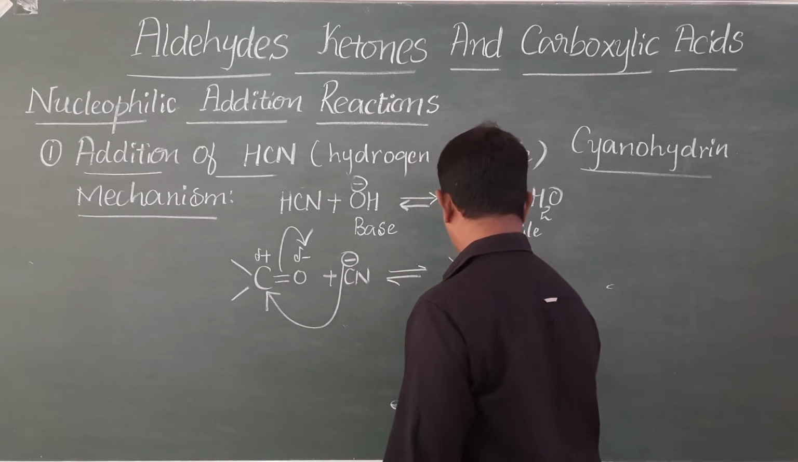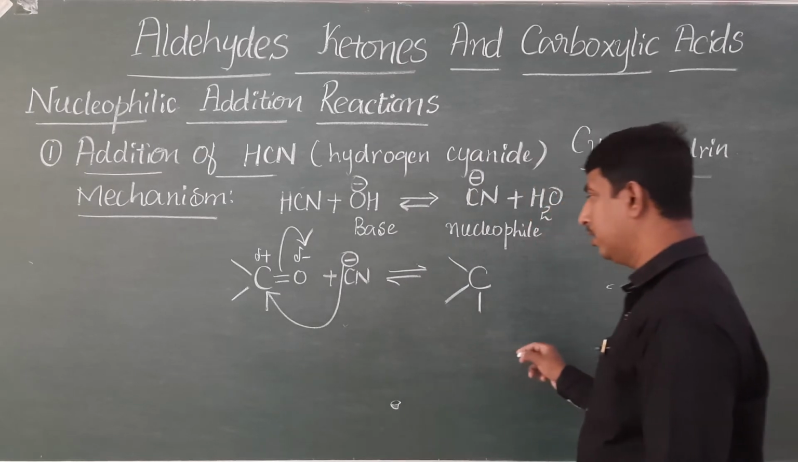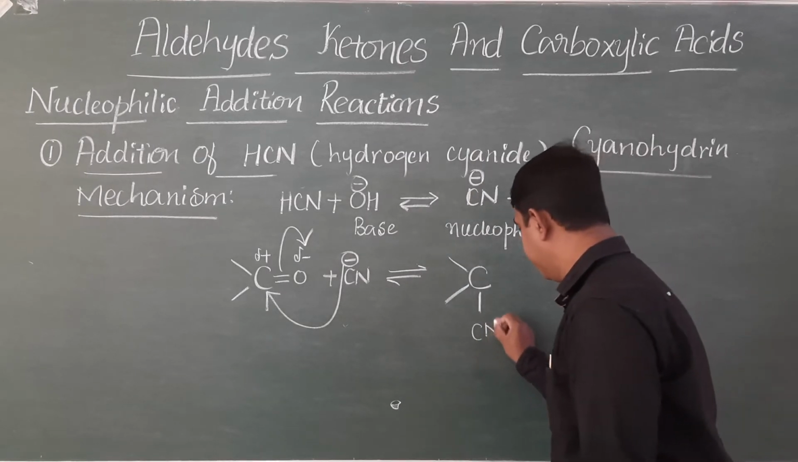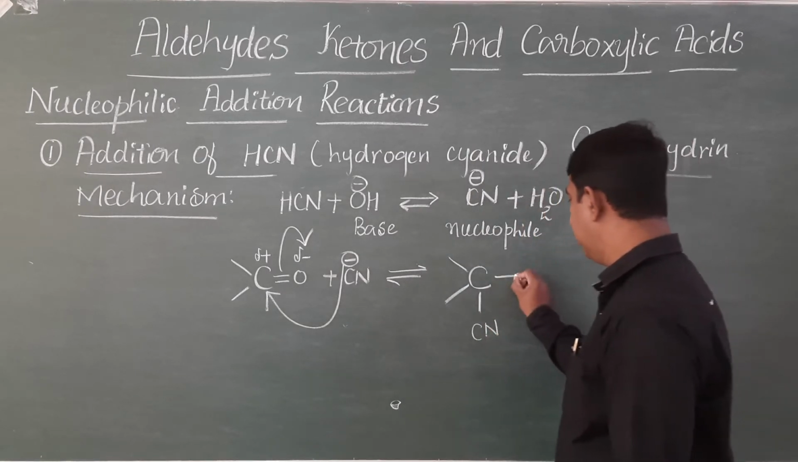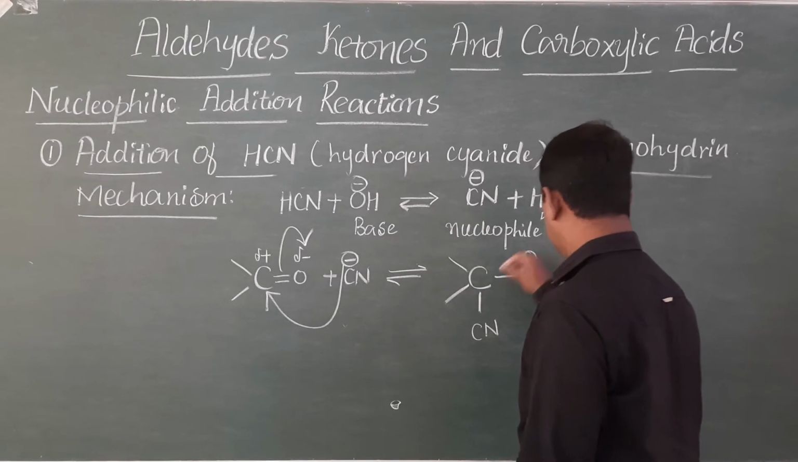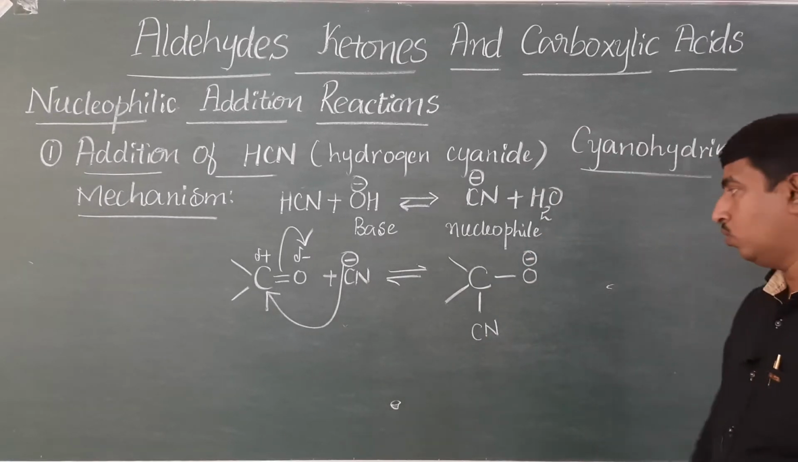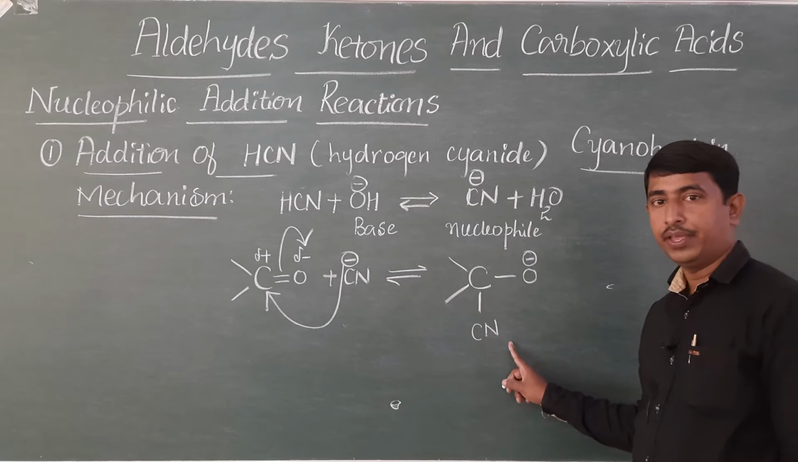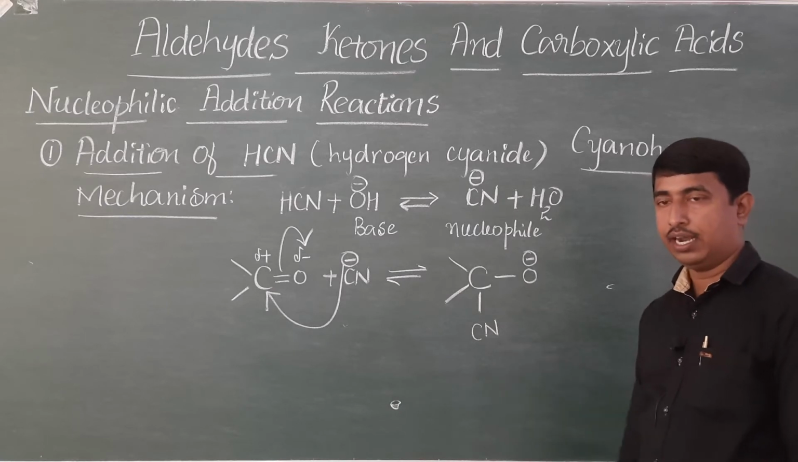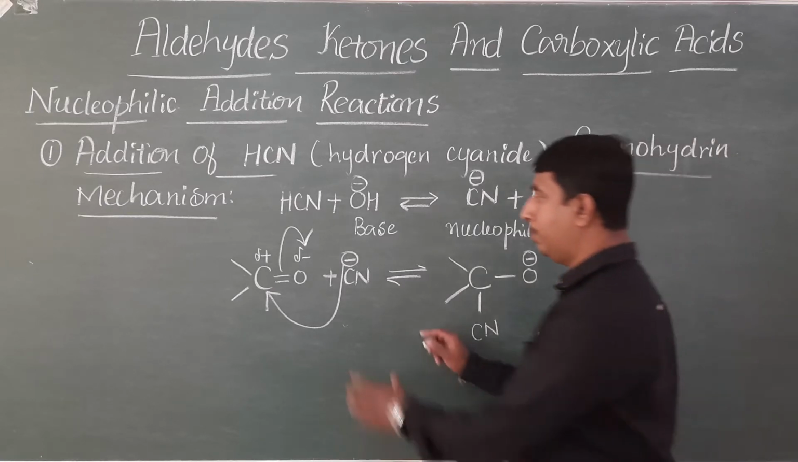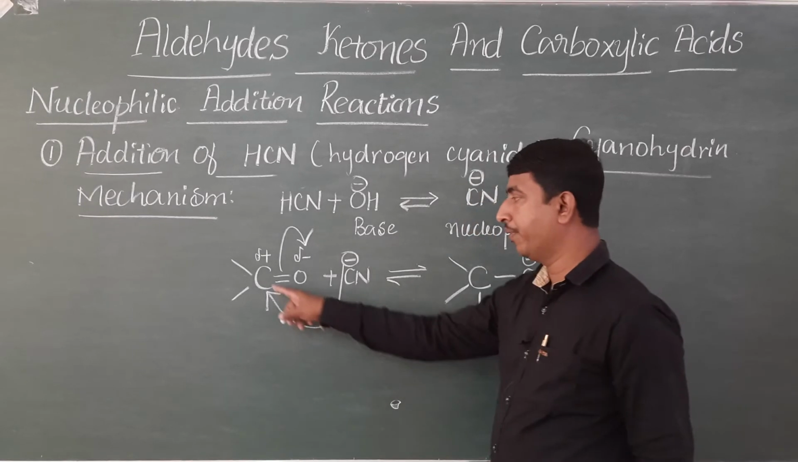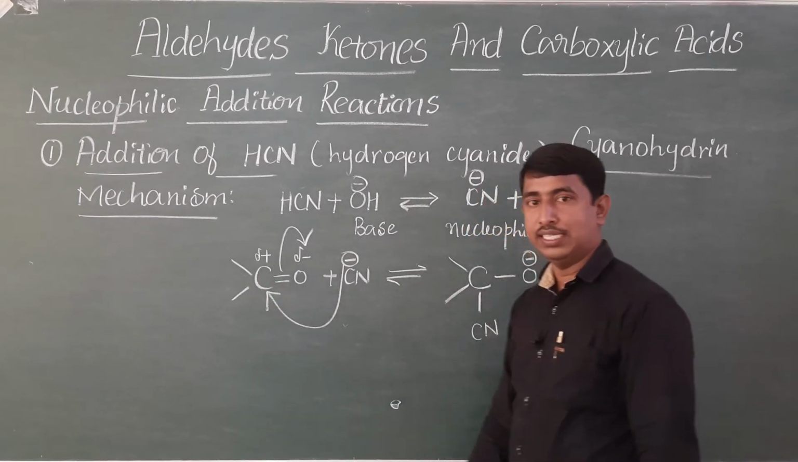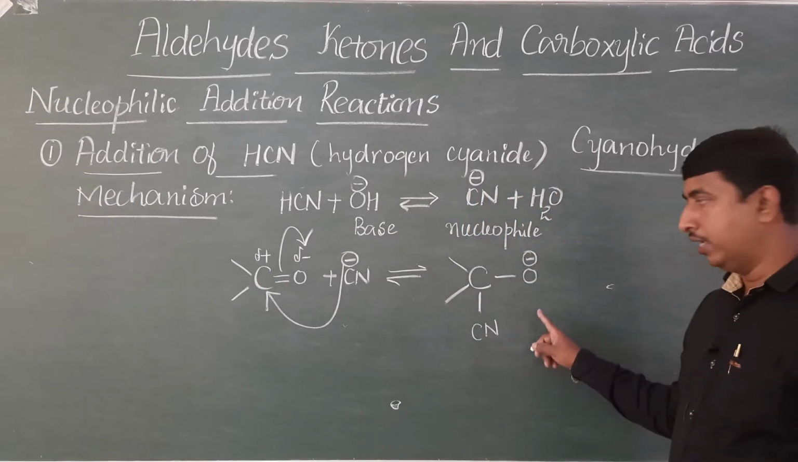So we'll get an intermediate. This is CN. Double bond becomes single bond, O minus. This is the tetrahedral intermediate. So upon nucleophilic attack, hybridization of carbon changes from sp2 to sp3.